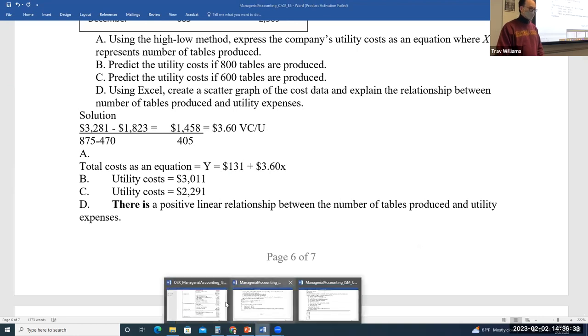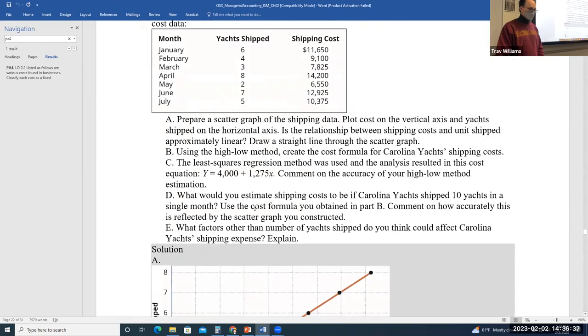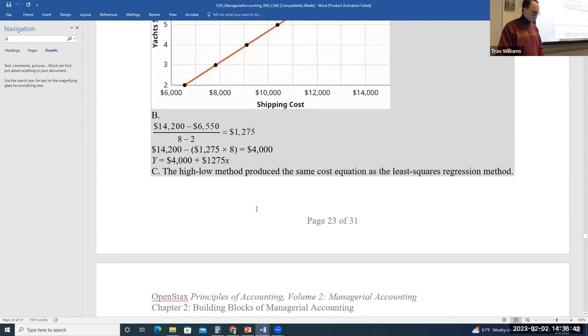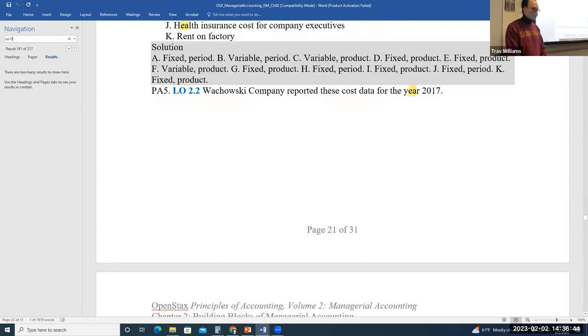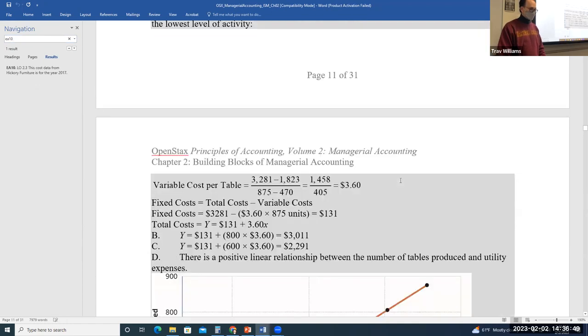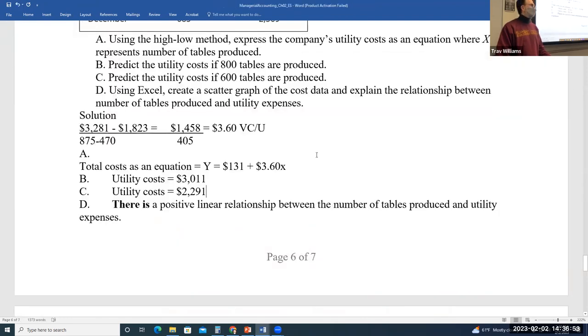And then we check our answers. Well, that's the problem set. 3,011, 2,291. Perfect. Isn't that nice how in accounting, if you do things the right way, you get the exact right number? Isn't that nice? It's not like art. There's nothing wrong with art, but there is no right answer, right?